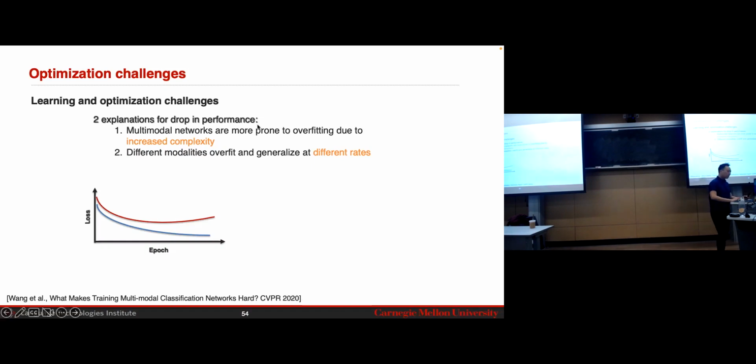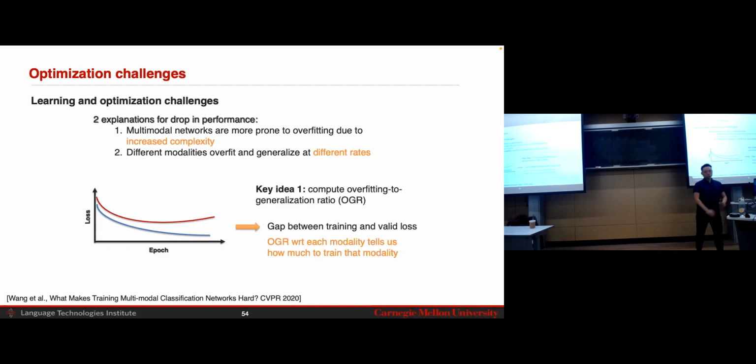So this paper basically found that there are two explanations for the drop in performance. Specifically, these multimodal networks are bigger and they're prone to overfit due to increased complexity. That's the first reason. The second reason is that these different modalities overfit and generalize at different rates. You might finish learning from the first modality, which is easier to learn from, and then start ignoring the other modalities.